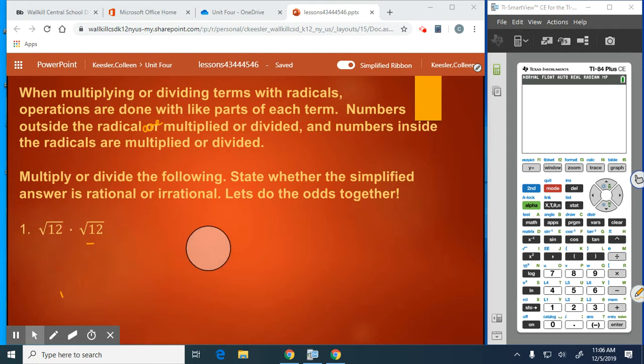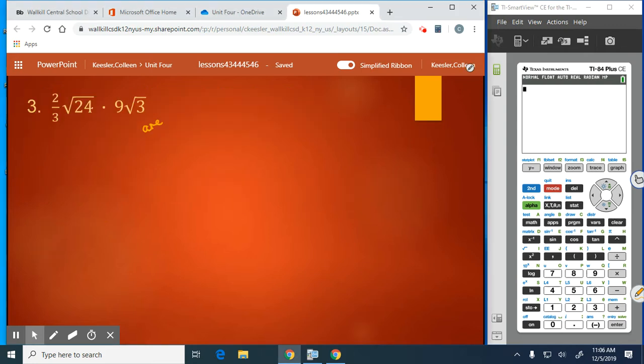All right, on to number 2. So same thing here, we multiply like parts. So 2/3 times 9 and then 24 times 3. Well, 2/3 of 9 is 9 divided by 3, which is 3, times 2, which is 6. And then 24 times 3 is 72.